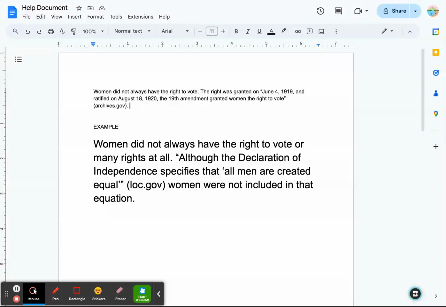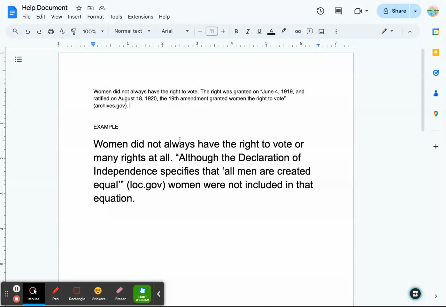The citation should never say unknown. If you're getting it from a website, you should shorten the website. The idea is that you would write a works cited page and it would lead the reader to exactly where you got this information. In this case, that's archives.gov.